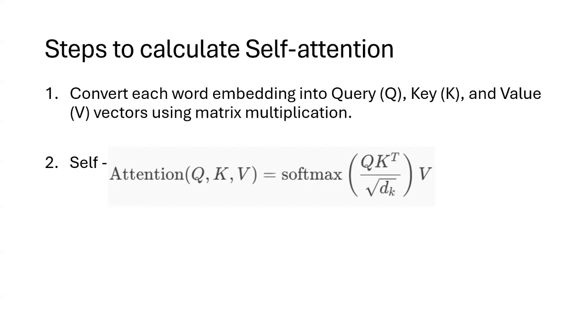So first, how it gets calculated: two things happen in self-attention. First, each word embedding is converted into query, key, and value. And second, we calculate self-attention using this softmax function, softmax function into V. V is value. Yeah, so this is a totally new concept. So we will understand slowly.